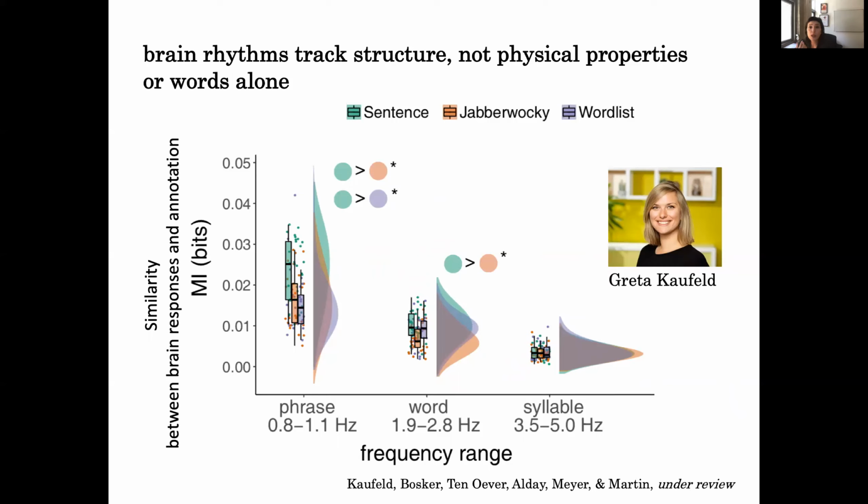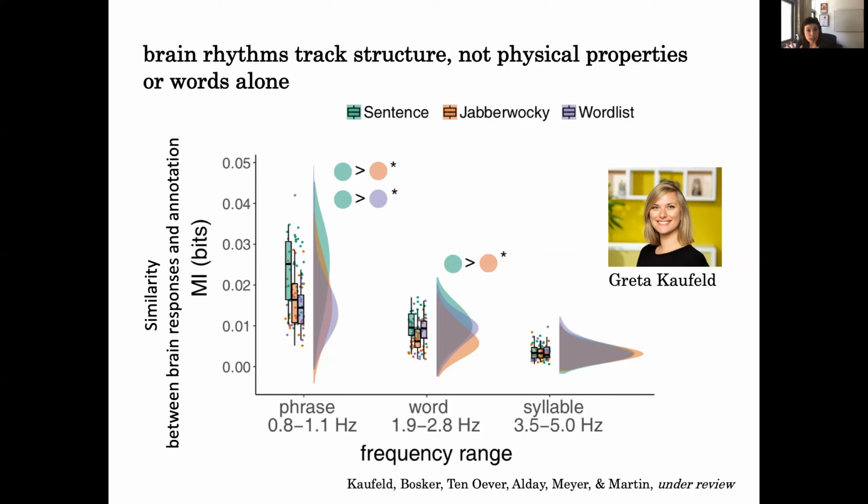So this is more evidence that brain rhythms are really tracking linguistic structure, even when you control for the effect on the brain from the prosodic or sound properties of the speech, which we did in two ways: by the backward control, but also by the prosodic Jabberwocky condition. Again, this is the PhD work of Greta Caulfield.